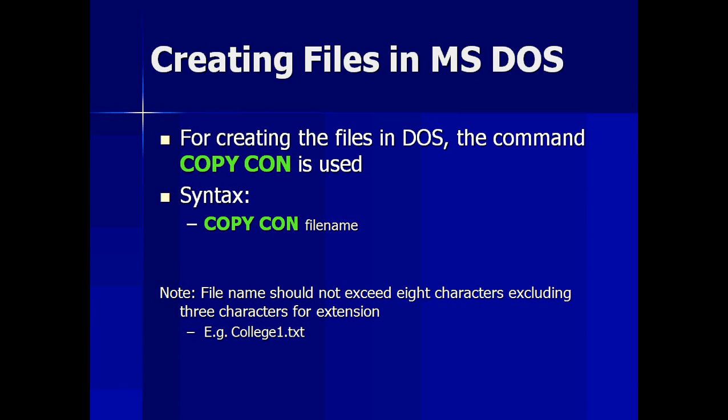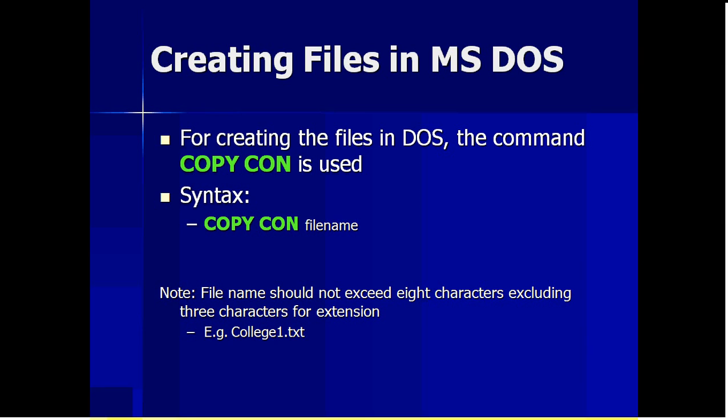If you want to create a file in DOS, then the command is copy con file name. For example, copy con and the file name. It's a very important point: the file name should not exceed 8 characters, and the extension is 3 characters. Now the file name is college1.txt. .txt is your extension, which is 3 characters. Now go for the next.